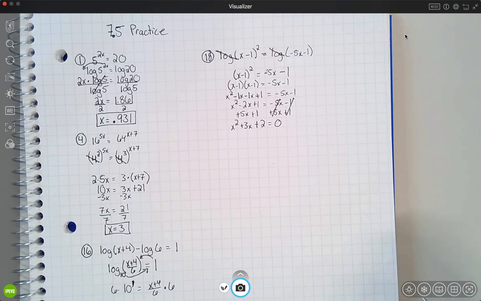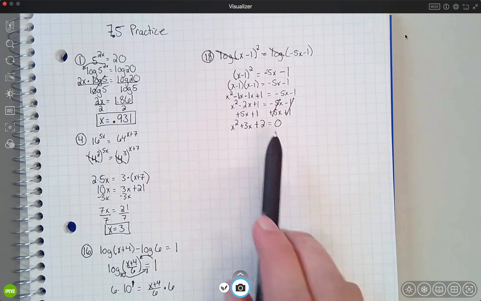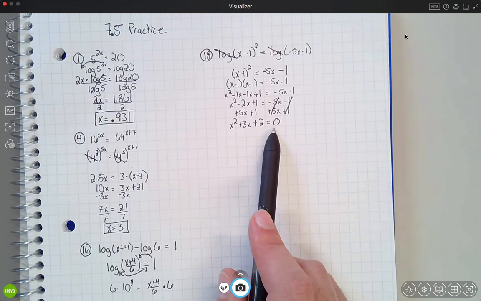If you don't know how to do what I'm about to do, you can use the quadratic formula, which again is negative b plus and minus the square root of b squared minus 4ac, all divided by 2a. That's a lot of work though. I will tell you that anytime you see a quadratic dealing with these logarithms, I'm going to make sure it's a nice one that you can factor.